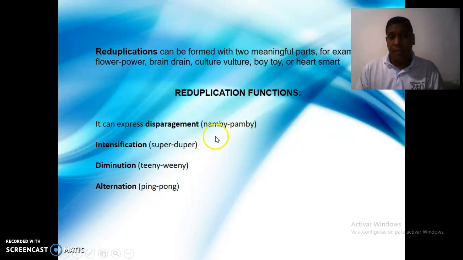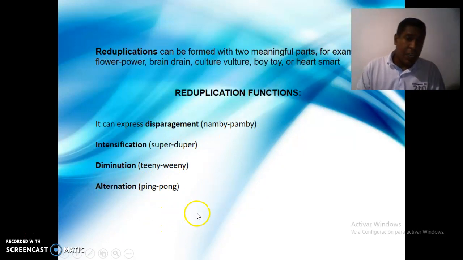The first one is navy, Bambi. The second one, for intensification, is super-duper. For diminution is teeny-weeny, and finally we can see the alternation in ding-dong.